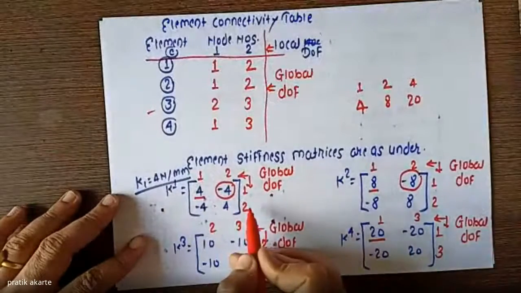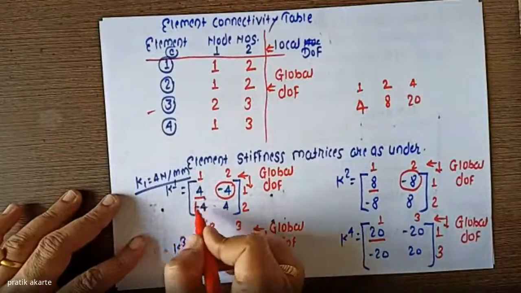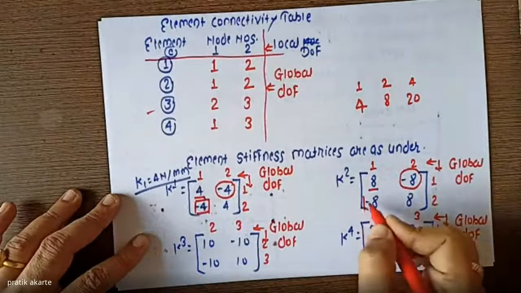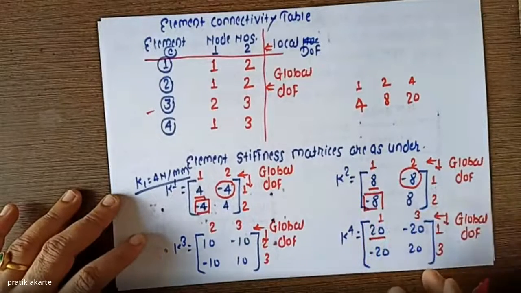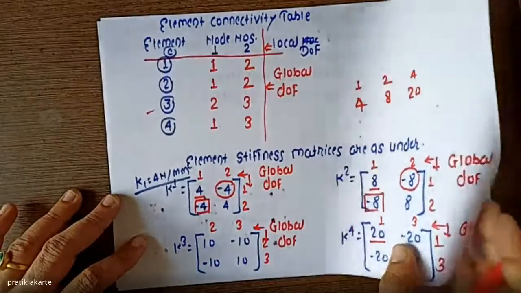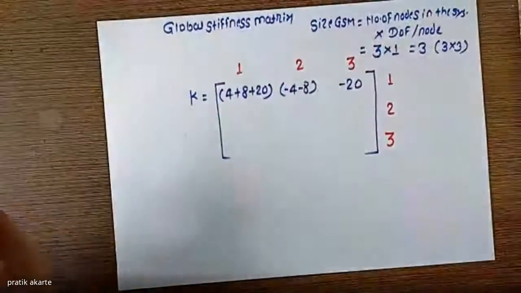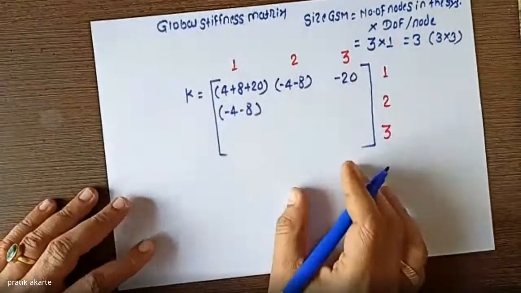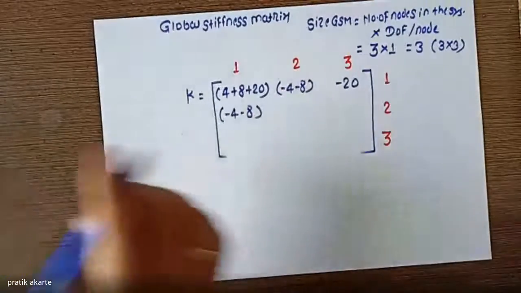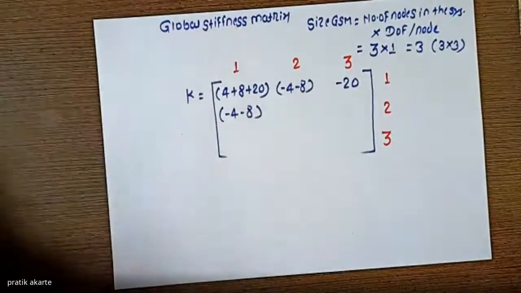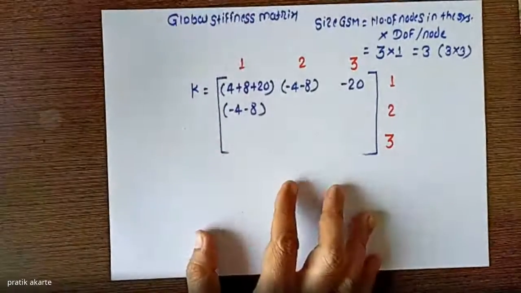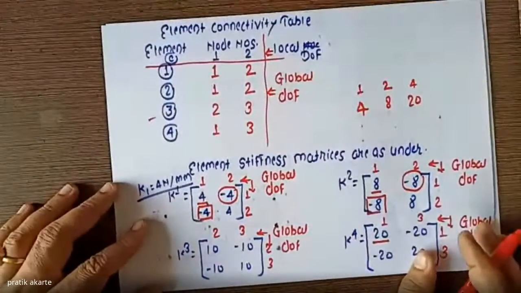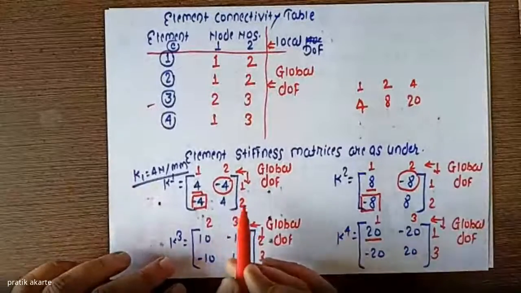So first column, second row, element number 4. First column, second row, element number 8, minus 8. So we'll be writing it as minus 4 and minus 8. Again, for 2, 2 we will be getting more number of elements. 2, 2. Second column, second row.